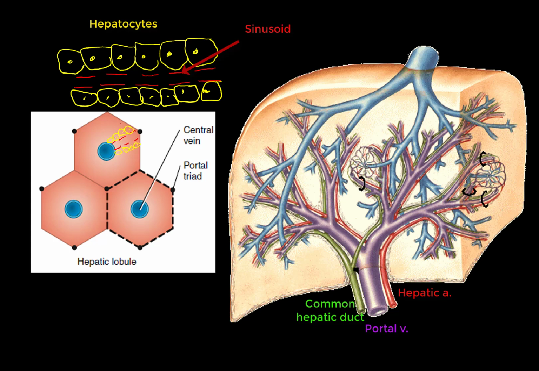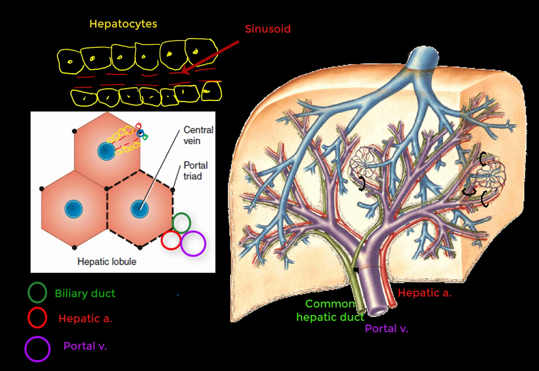Bile produced by the hepatocytes collects into small biliary passages, also located in the portal triad. So in the portal triad, this is a biliary passage, we have a branch of a hepatic artery, and this is a large branch of a portal vein. This is a vein, but it has branches unlike other veins because it is a portal vein.